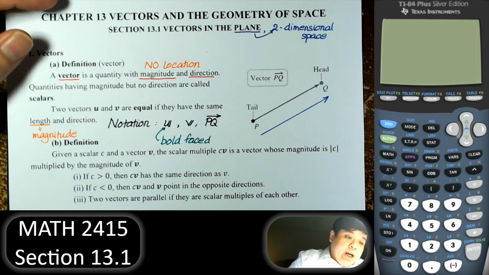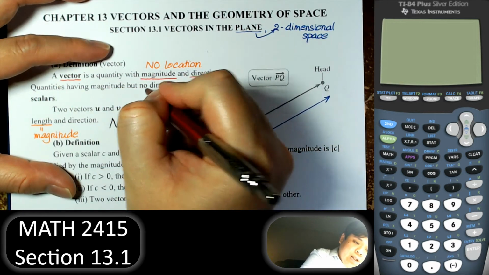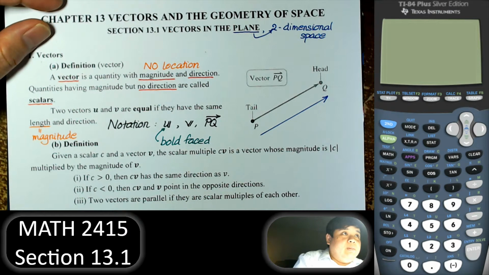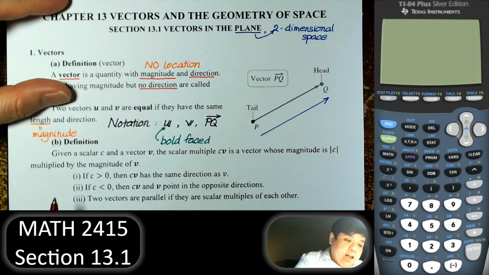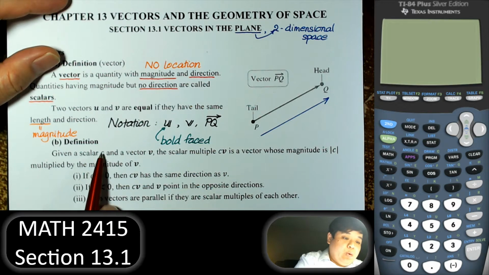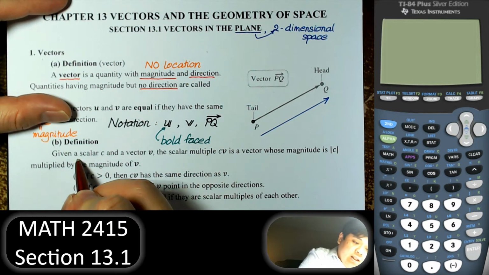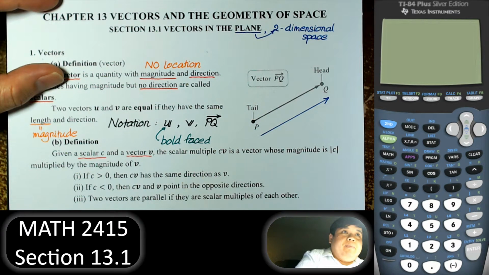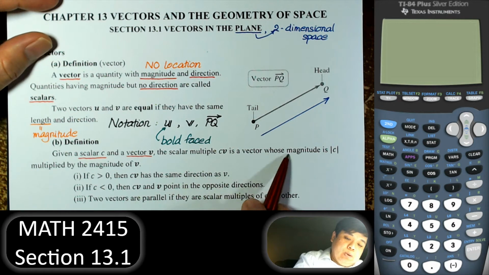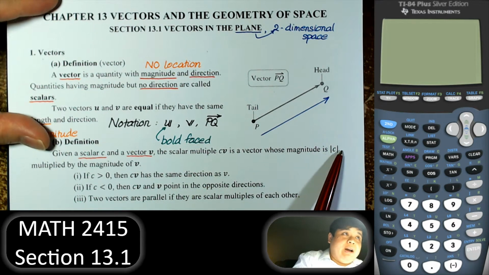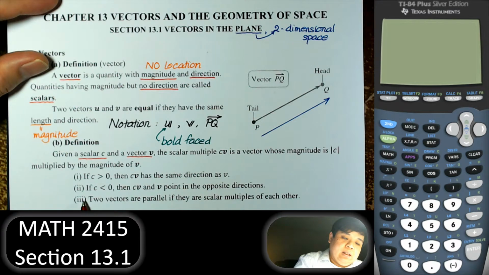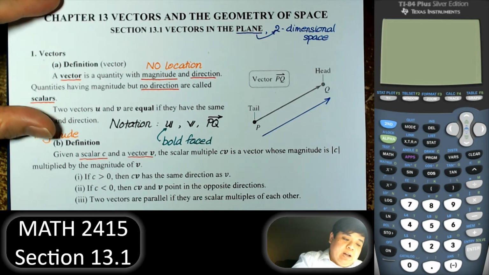Scalar has no direction. Right. So as you see, in the first definition we have here, given a scalar C, so you see we write the regular C for a scalar that has no direction, and the vector V, that is the boldface. The scalar C times V is the vector whose magnitude is the absolute value of C multiplied by the magnitude of V. Right, so that is absolute value. If C is positive, then CV has the same direction as V.